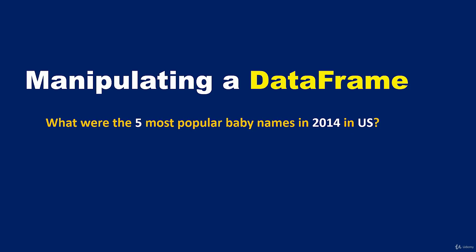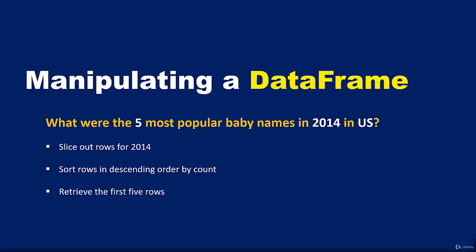So the first thing I would like to do is slice out the rows for the year 2014. Then I will sort the rows in descending order by the count. After that, I will get the first 5 rows of the resulting data frame.